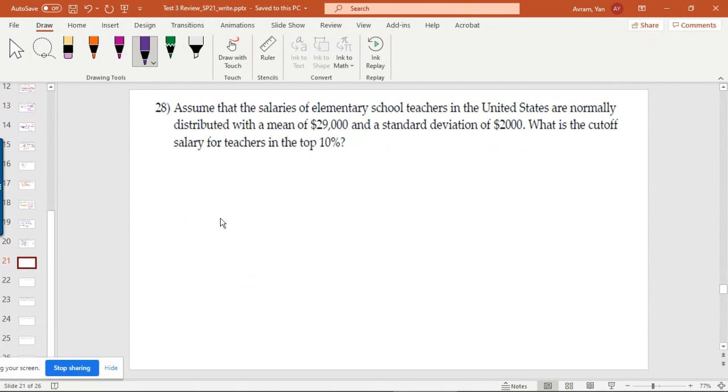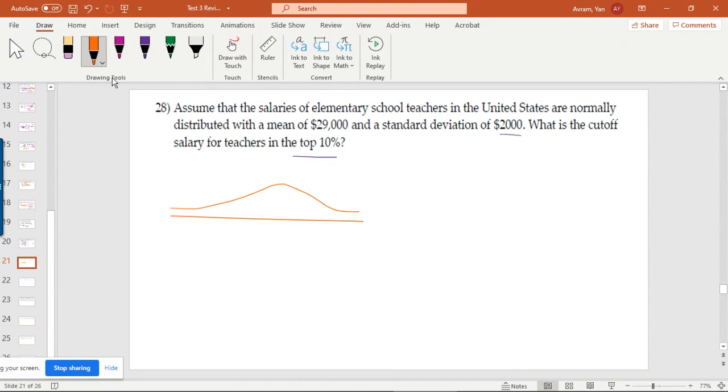28. Assume the salary of elementary school teachers in the US is normally distributed with a mean of 29,000 and a standard deviation of 2,000. What is the cutoff salary for the teacher in the top 10%? Well, in order to do this one right here, you will need to find a z-score. So top 10%, that is the area, which is 0.1. And how much is the z-score? Remember, if you want to find a z-score, you will have to use the area to the left.